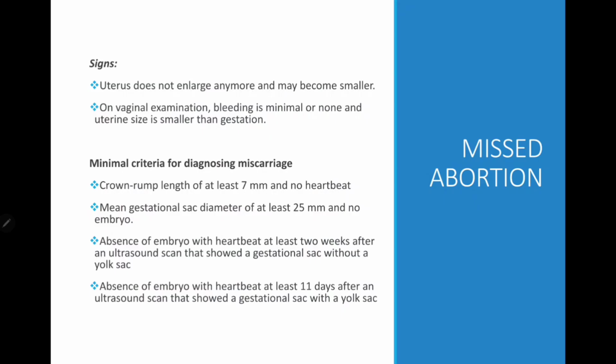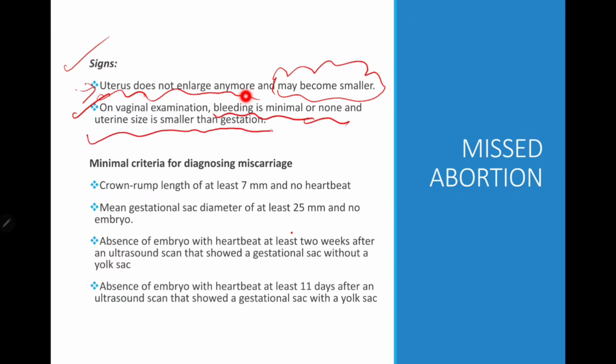Next, moving on to signs of missed abortion. The uterus does not enlarge anymore and becomes smaller. On vaginal examination, the bleeding will be minimal or none, and the uterine size is going to be smaller than the gestation.